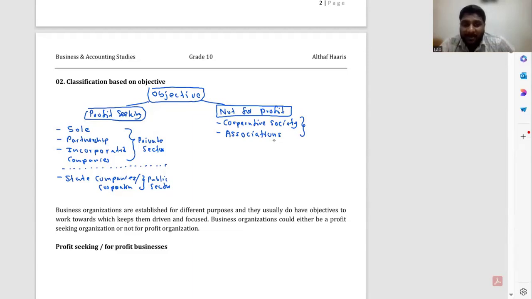Understand? All the not-for-profit businesses are not government organizations. Private organizations are also there. They are running the organization to do something good for the society, not for profit. So these are private sector ones.